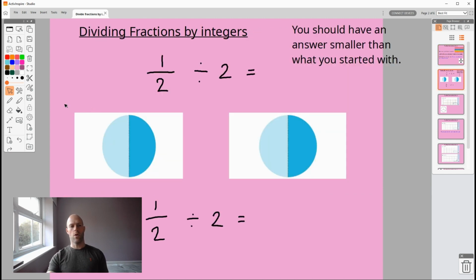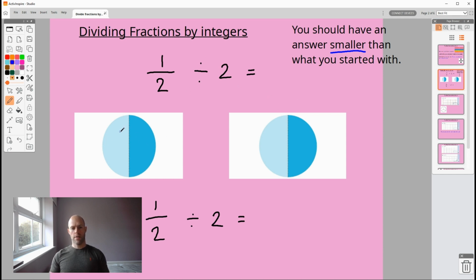Firstly, let me show you what is going on behind the scenes. Let's go for a really simple example. 1/2 divided by 2. So when we're dividing by an integer, when we divide by a whole number, as long as it's not 1, we're going to get an answer that's smaller than what we started with because you're sharing out things, aren't you? You're sharing it into equal groups. That's what dividing is. So if you've got 1/2 divided by 2, firstly, my expectation is that I'm going to have a smaller fraction than what I started with.